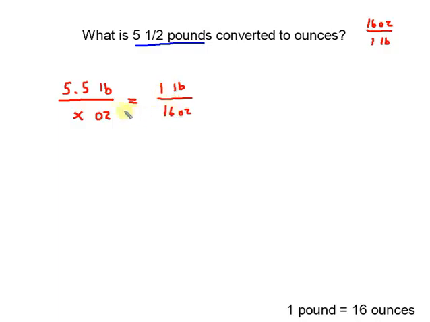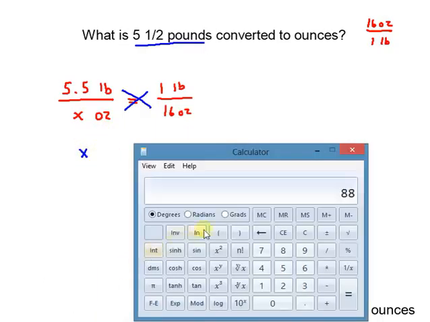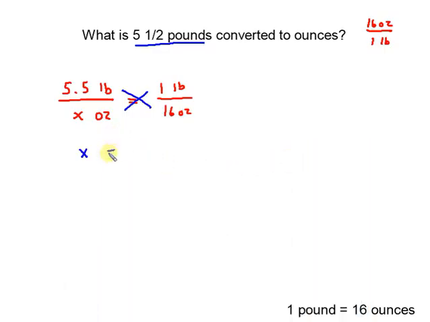Once we've got that taken care of, we can solve using cross multiplication, because if 1 pound is equal to 16 ounces, we want to know how many ounces 5.5 pounds is. We multiply and we get 1 times x, which is just x. And then we multiply 5.5 times 16. And that is going to be equal to 88. So we get x equal to 88. And 88 what? It's 88 ounces.